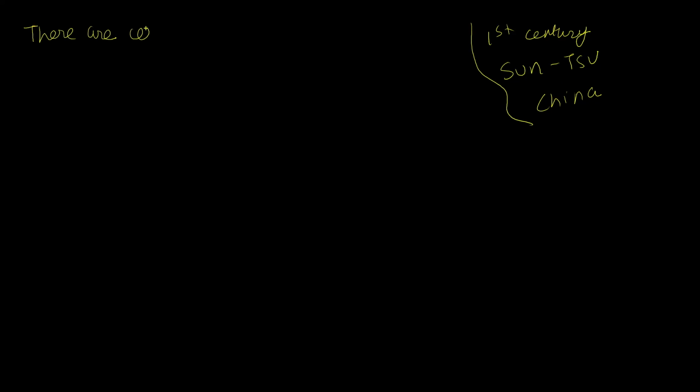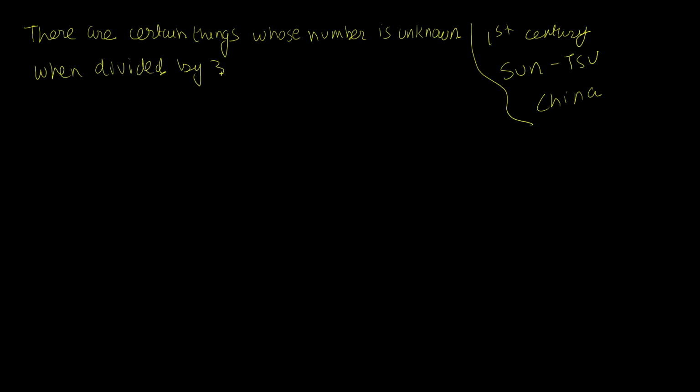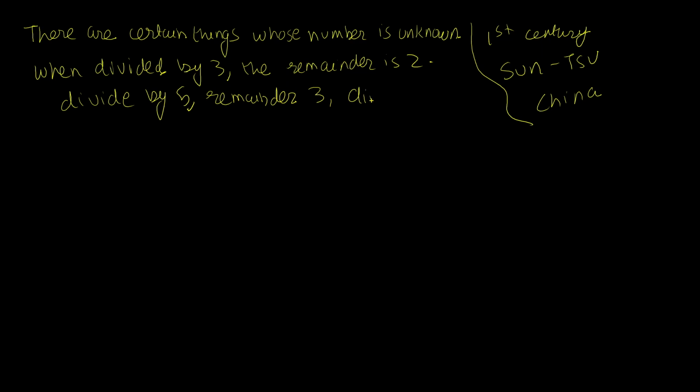Okay, so let's look into a typical problem that you can see in the Chinese remainder theorem. Legend goes that this particular question comes from the 1st century, from a person named Sun Tzu. Can you guess where this person is from? I would guess China, because obviously, Chinese remainder theorem. The question goes like this: there are certain things whose number is unknown. When divided by 3, the remainder is 2. Divided by 5, the remainder is 3. And divided by 7, the remainder is 2. What is the number of those things?